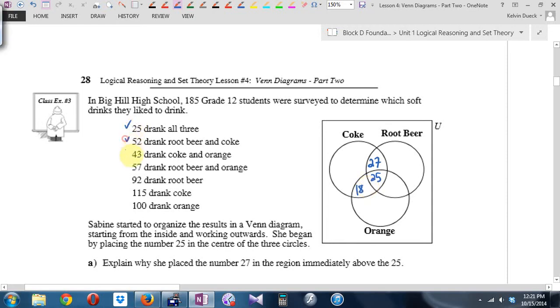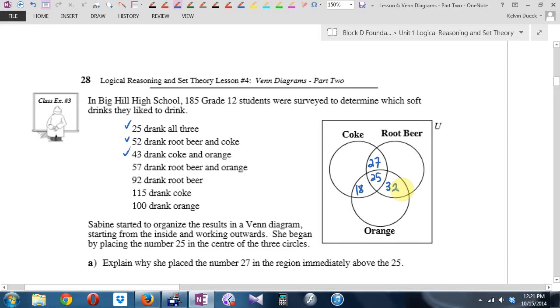You know what? I'm going to put check marks as I draw these, I think. 57 drank root beer and orange. Okay, that's what I was trying to fill in there. Root beer and orange. So I got 25 already. Am I getting 22? 32. 32. I think there's some bias here by the author. Okay.